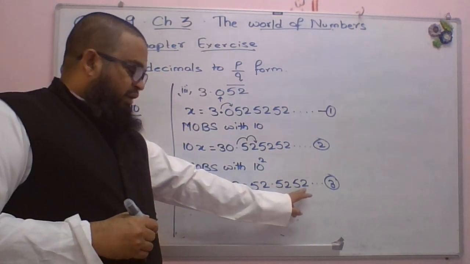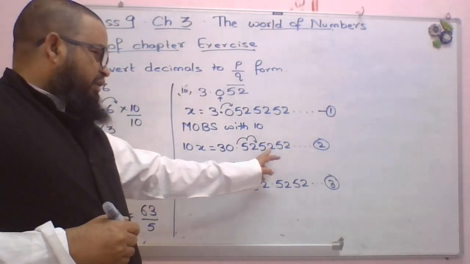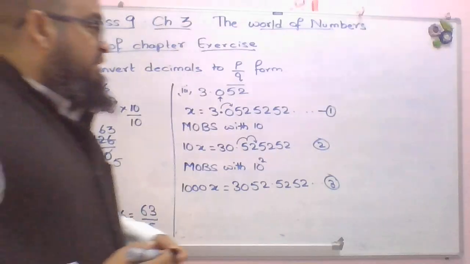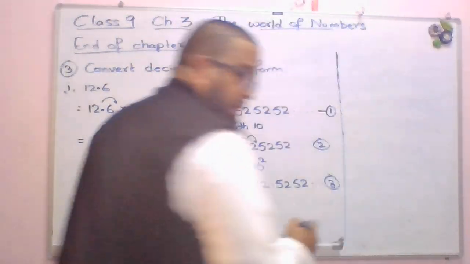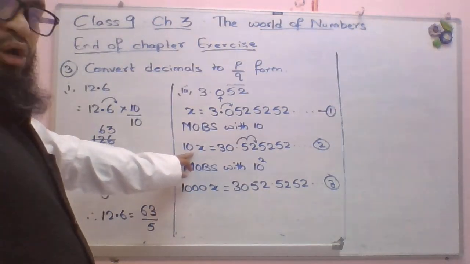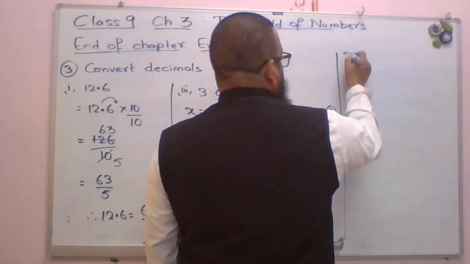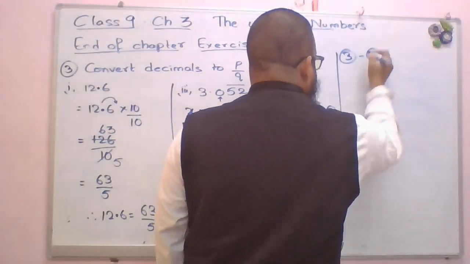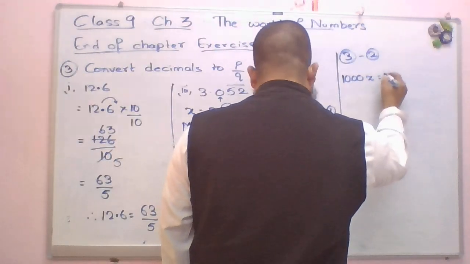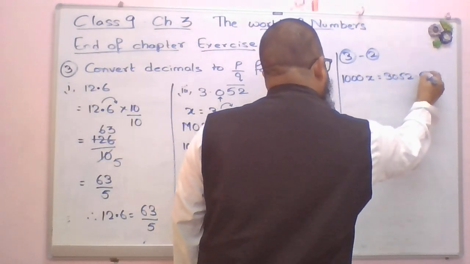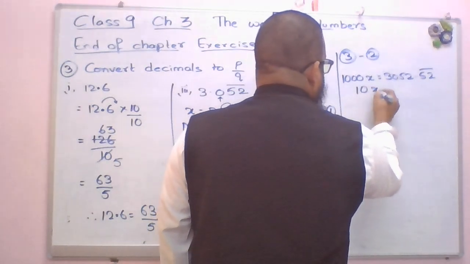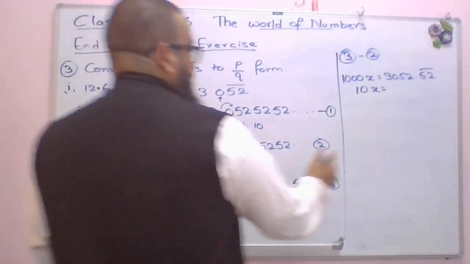Okay. Now check the decimal parts of second and third equation. You have 525252. And here also you have 525252. So is the decimal part same? Yes. So since the decimal part is same, let us do what we do. Let us subtract the smaller one from the bigger one. So third equation minus second equation. So let us write third equation. 1000x is equal to 3052.52 bar, and here you have 10x. 10x is equal to 30.52 bar.